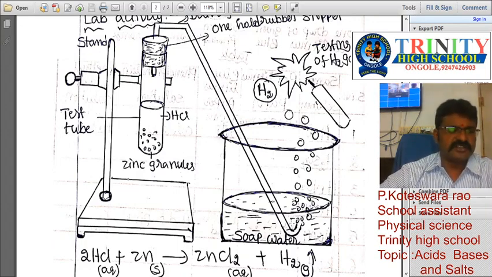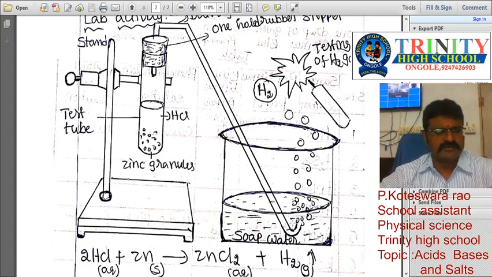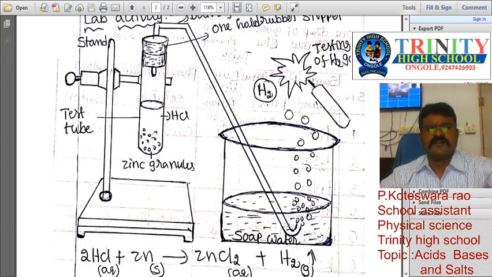Hydrogen gas is not dissolved in soap water. Actually, this point is not there in our textbook. This is one of the creative questions: why do we want to use soap water here? Hydrogen gas is not dissolved in soap water. That's why we take soap water here.